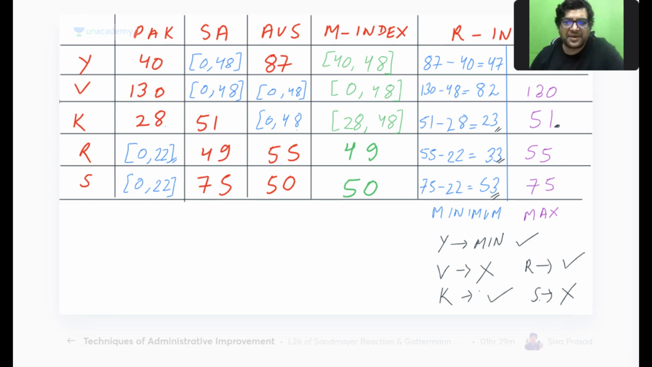How did I calculate the minimum range? For which one, Rahul? You did not understand the minimum. Yuvraj. Okay.